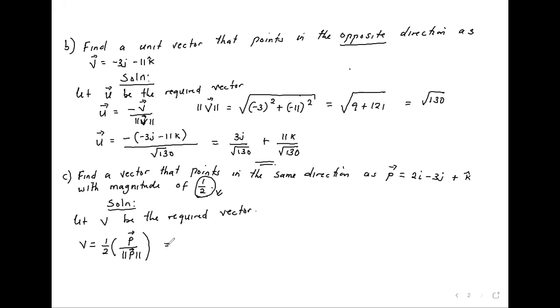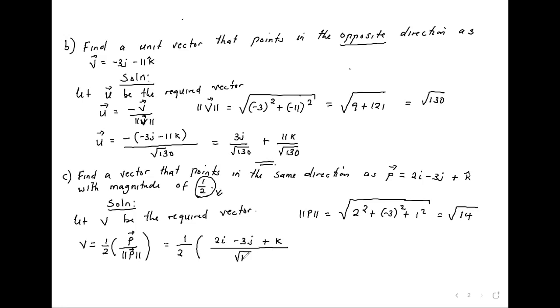So what do I mean? Well, we first get the magnitude of P, which is 2 squared plus minus 3 squared plus 1 squared, which is going to be the root of 4 plus 9, which is 13, plus 1 is 14. So this is 14. And then we're looking for 1 over 2. And then P is 2I minus 3J plus K over root 14.